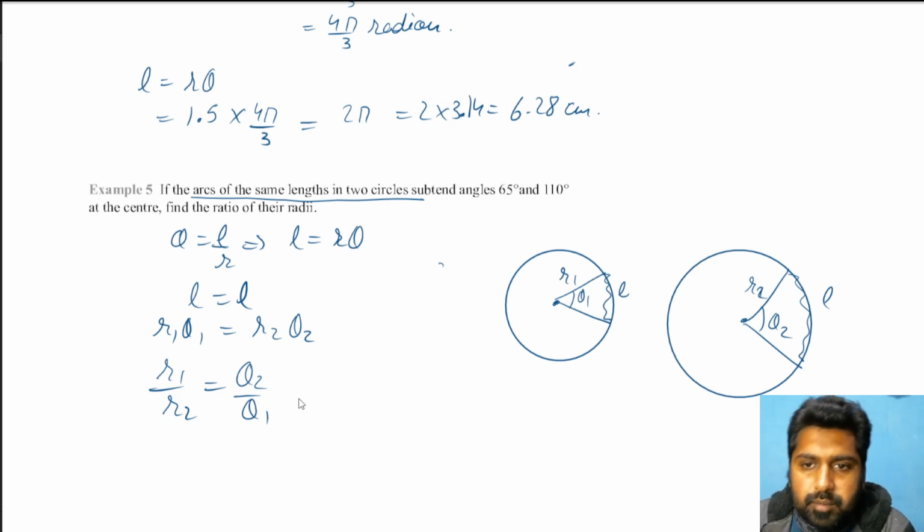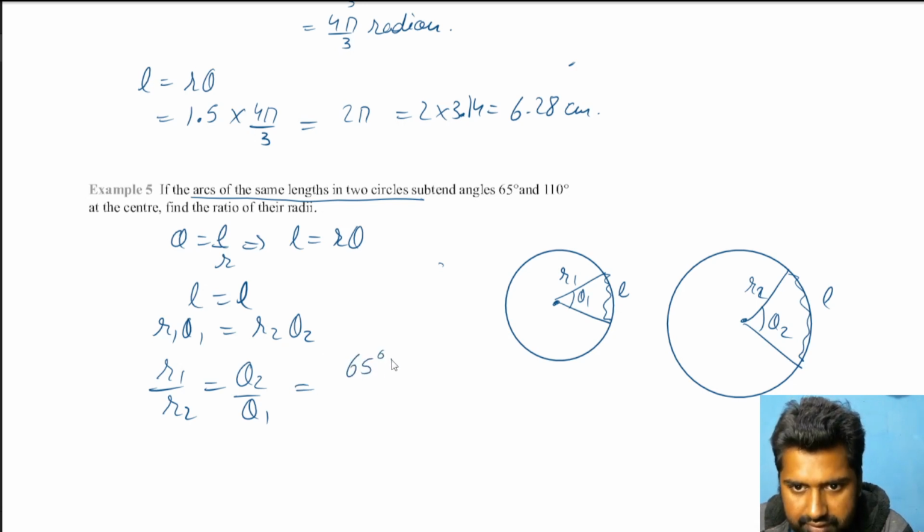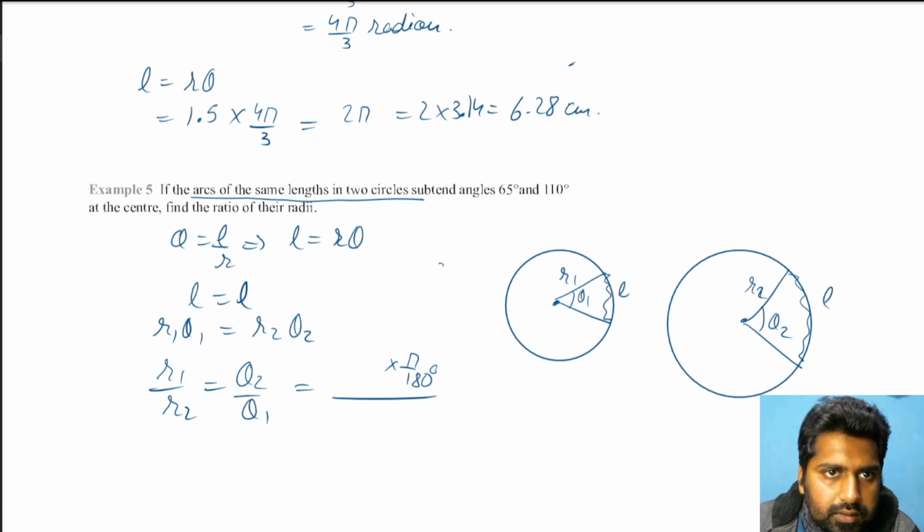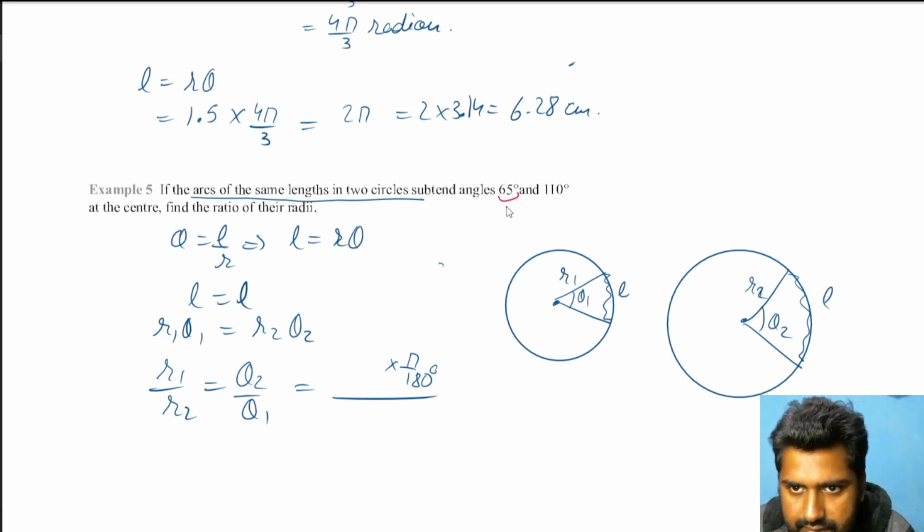But the main thing that I taught you is that in order to use this formula, you always have to convert the angle into radian. So this is 65 degree, so 65 into pi by 180. That's theta 2, I think. Sorry, this is theta 1. So the first angle is theta 1. This is theta 2. So the formula has theta 2 first. So 110 here, and then 65 degree into pi by 180.